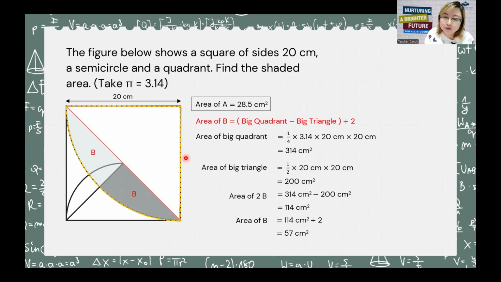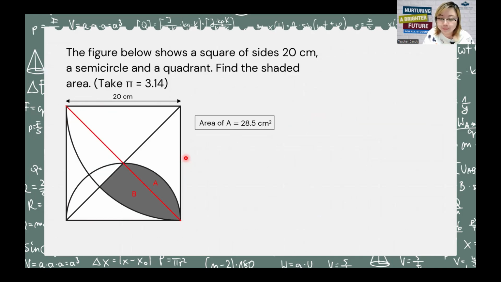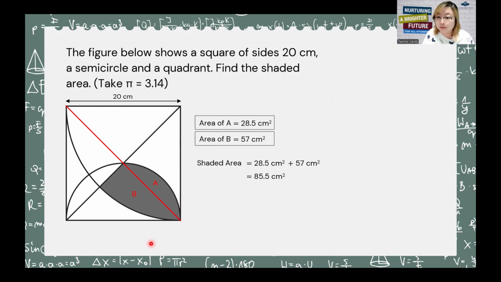Again, that's not our final answer. Remember our area of A. Area of A is 28.5 centimeters square. So we are going to add in B as well. Area of B is 57 centimeters square. And all we have to do to find that shaded area is to add them up. So shaded area, 28.5 centimeters square plus 57 centimeters square, that will be 85.5 centimeters square. All right, so our final answer for this question is 85.5 centimeters square.